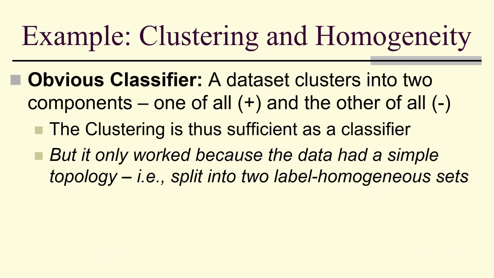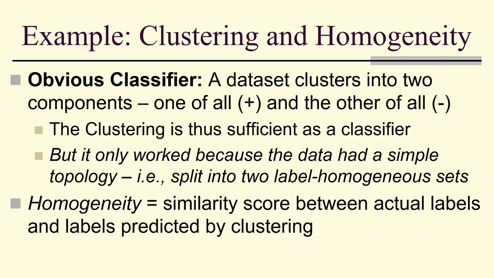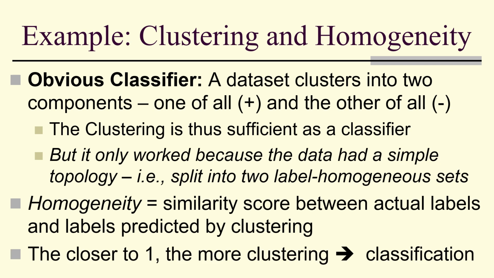But it only worked because the data had a simple topology. There are 2 label homogeneous separate clusters. Homogeneity is a similarity score between actual labels and the labels predicted by clustering. The closer to 1, the more clustering corresponds to the classification labels.